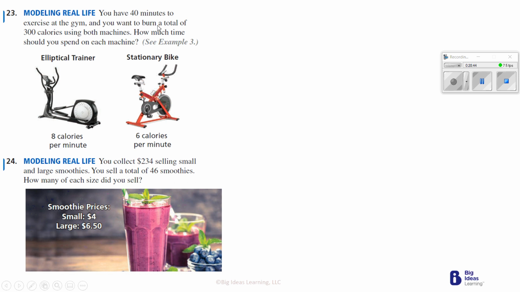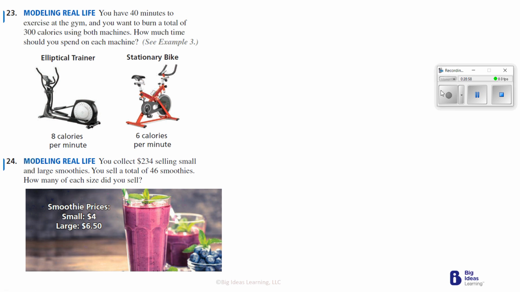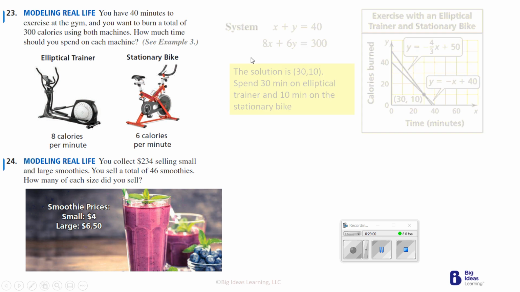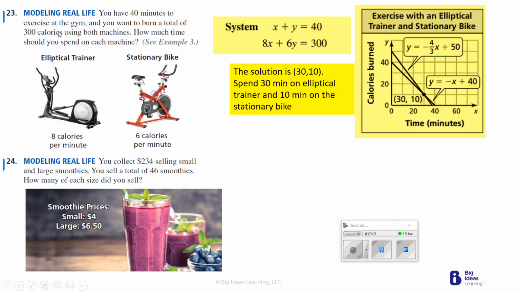23 is mine. You have 40 minutes to exercise at a gym. You want to burn a total of 300 calories using both of these machines. How much time should you spend on each machine? All right, I'm going to make this simple. In system number 1, remember, this is 8 calories a minute. So we're taking 8 times x, okay? On this one over here, it's 6 calories per minute. So this is going to be 6 times y.